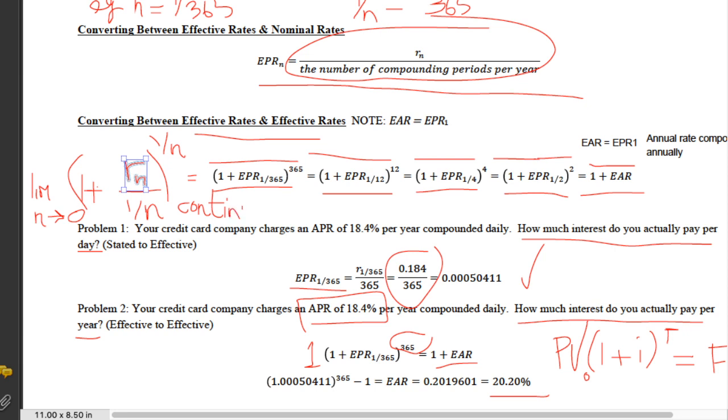Now the reason why I had to reintroduce the R is that I can't write EPR of 0. Okay, I can't write that. It doesn't make sense because you can't instantaneously, effectively charge interest or compound interest. So that doesn't make sense. But this is the formula that represents the annual effective rate equivalent of that.